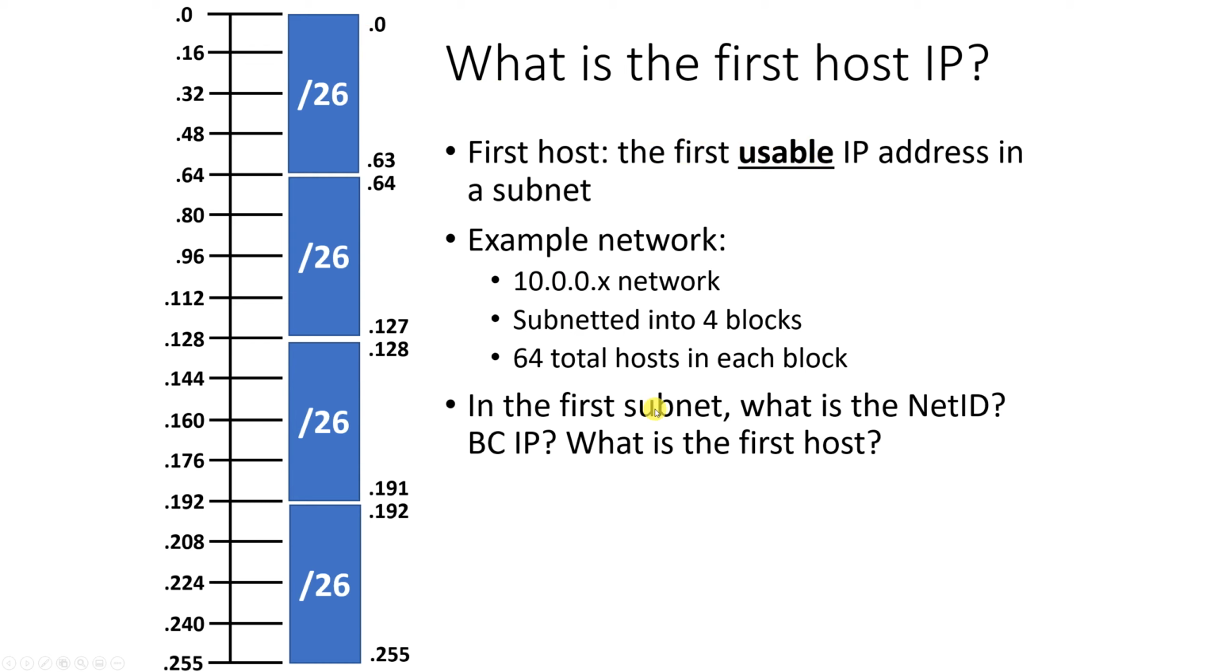Now, let's look at the next part of this question. What's the broadcast IP, right? The broadcast IP is what? It's the last IP address in the subnet. So 10.0.0.63. Again, that's a review question.